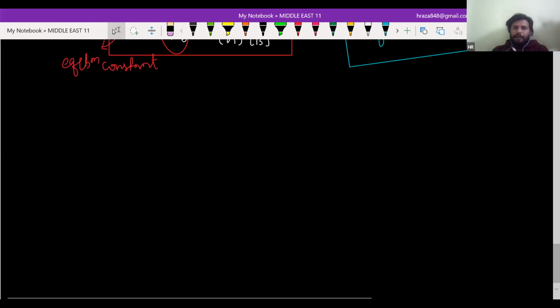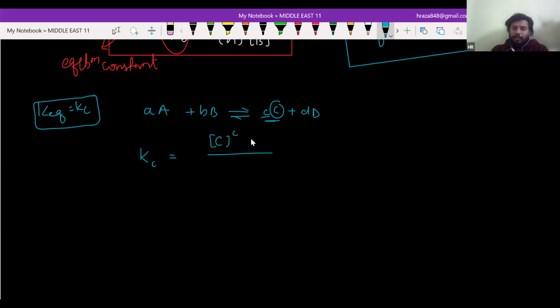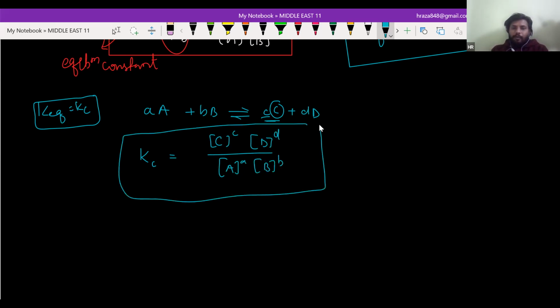So, if I'm going to give you another example, just see. If we have a reaction like A plus B giving C plus D, and you need to write K equilibrium, I'm saying it as Kc. After 15 minutes you will know what Kc basically is. First, you write the product side in the numerator and the reactant side in the denominator. The product side is C, and whatever its stoichiometric coefficient is, you take it as the power. So C raised to the power c, D raised to the power d, and then A raised to the power a and B raised to the power b. This is the way we write K equilibrium.